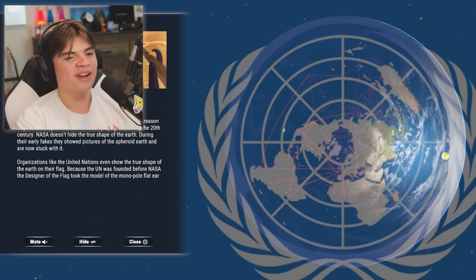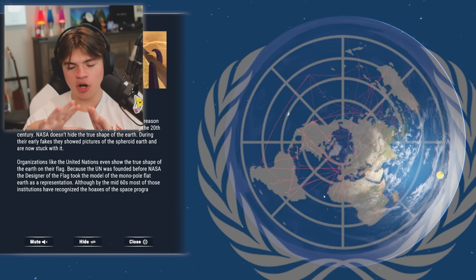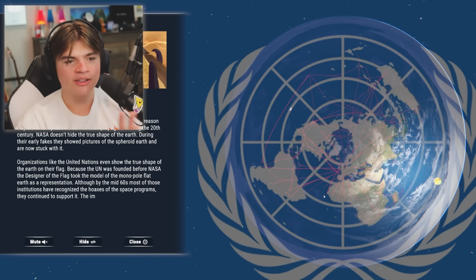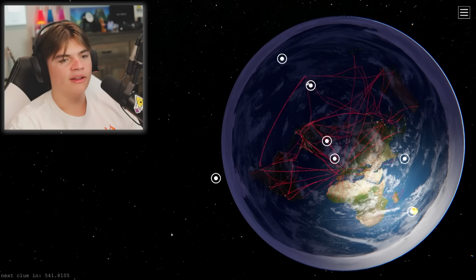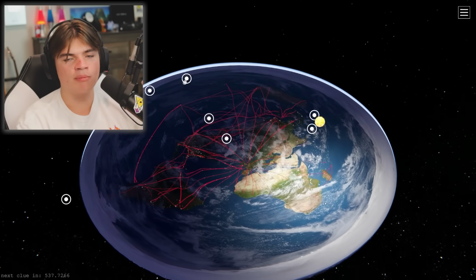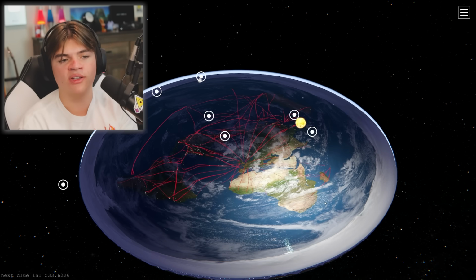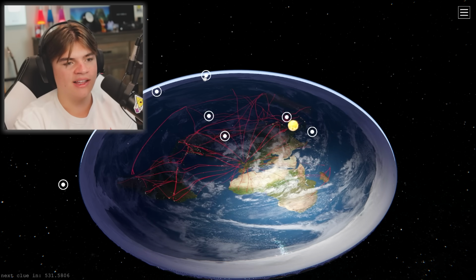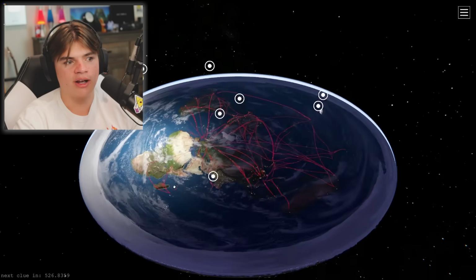Okay, the United Nations flag is the same shape as the Flat Earth model, but that's just because there's no way to show a sphere on a map, so they had to do some kind of projection, and they chose this one. Okay, so they think that NASA faked going to space, and they brought back pictures of the Earth that were supposedly fake, and then NASA was stuck, and they weren't allowed to say that the Earth was flat because they already said it was round.